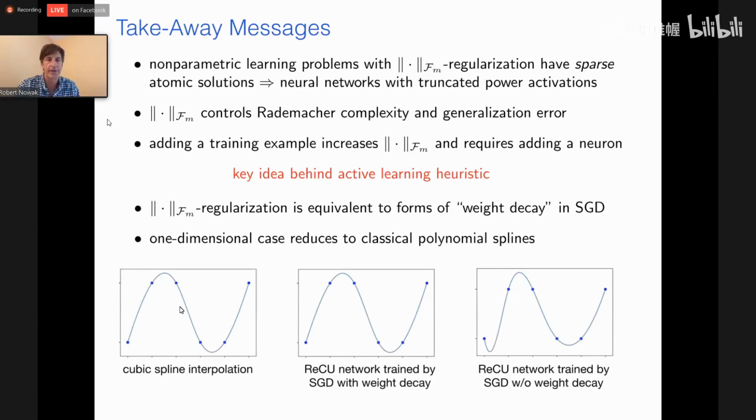This is an example where we have six data points, and I've interpolated them with a cubic spline. That's what the cubic spline interpolation looks like. Here is the interpolation result using a rectified cubic unit neural network trained with SGD using weight decay. And you can see, as our theory predicts, it is exactly that cubic spline. On the other hand, if we take the same neural network and train it with SGD but no weight decay, then we can get other strange solutions. For example, this one, which has an extra unnecessary bump in it. So it's not as regular, not as smooth. It is really important that you use this kind of regularization to get the nicest functions that will generalize as well as possible.